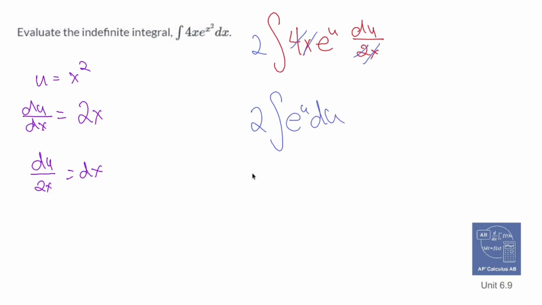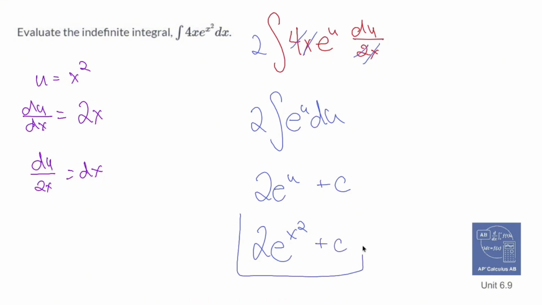The integral of e to the u is e to the u, so 2 e to the u plus some arbitrary c. I'm not going to circle this, though, because originally I didn't have a u. I had x squared, so I have to substitute back in x squared. So 2e to the x squared plus some arbitrary c. And that'll do it.